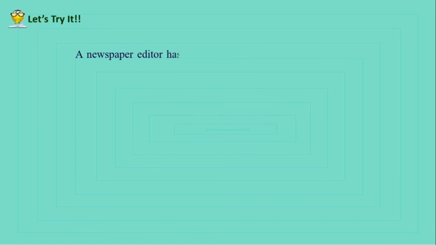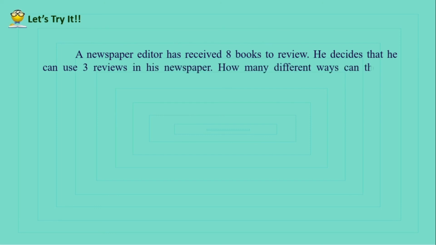Let's try it. The newspaper editor has received 8 books to review. He decides that he can use 3 reviews in his newspaper. How many different ways can these 3 reviews be selected? This is a combination problem because it doesn't matter who is selected first, second, and last. The editor only needs 3 books to review out of 8 books, and we are looking at the possibilities of these 3 books to be selected. So, n is 8 because it is the number of items in our set of books, and r is 3 because it is the number of items selected from the set.